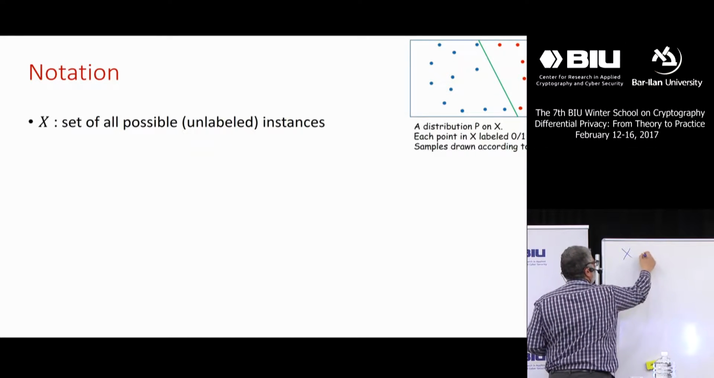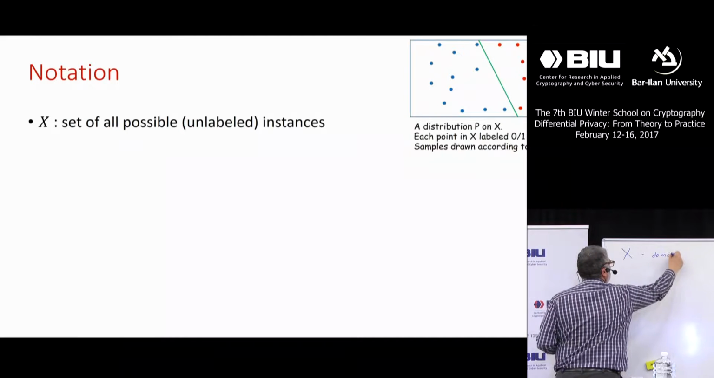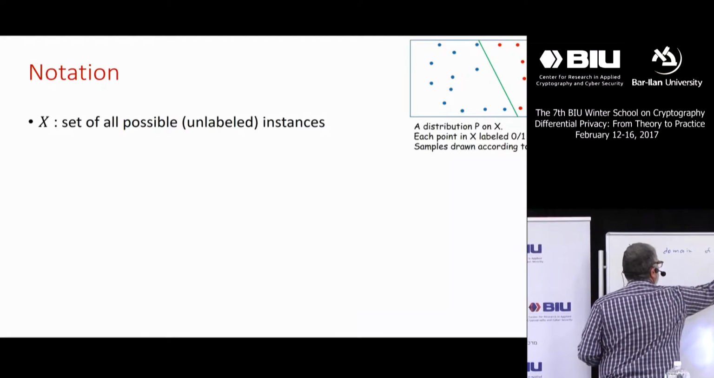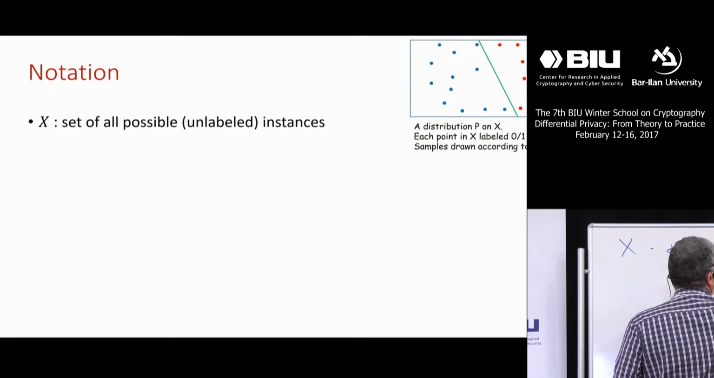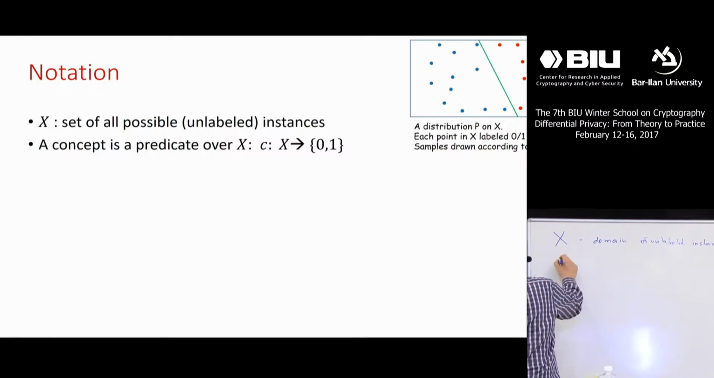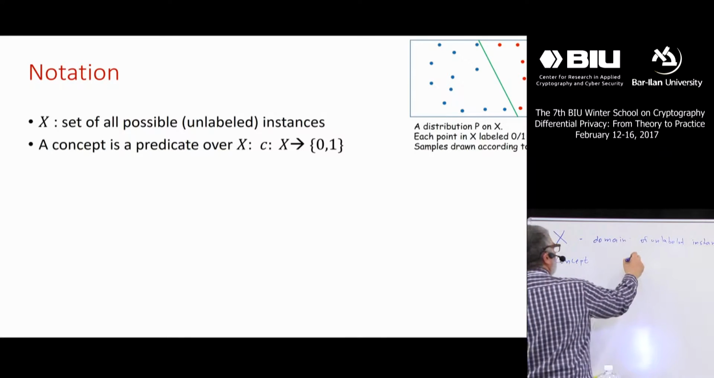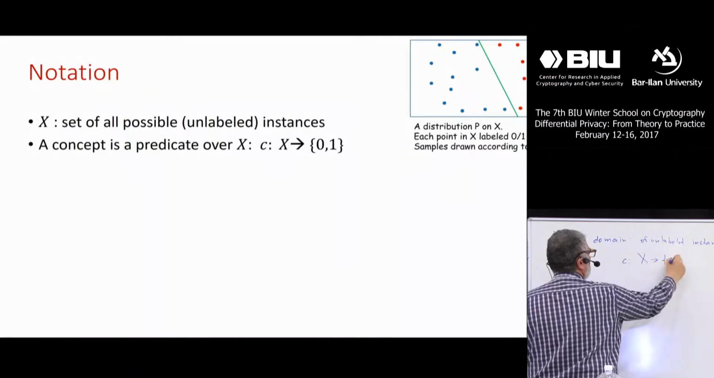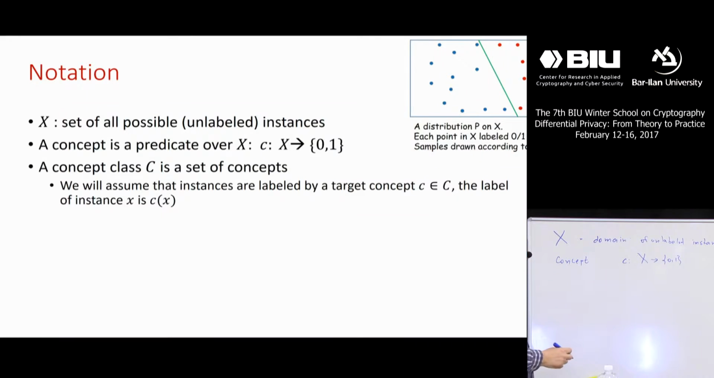So we're going to have some domain of possible instances. And there's going to be a concept, just a fancy name for a predicate. It's some function that takes a point in the domain and outputs either 0 or 1. Okay. A concept class is just a family of such objects.